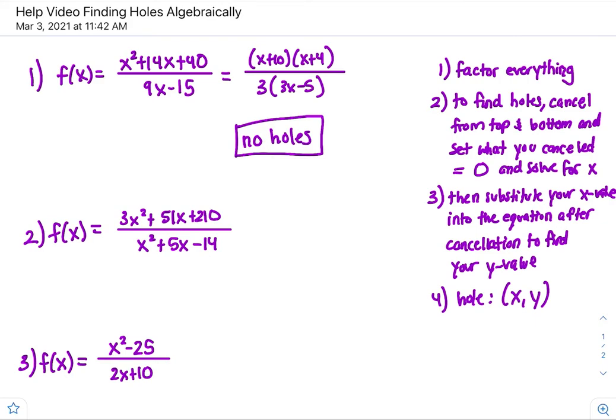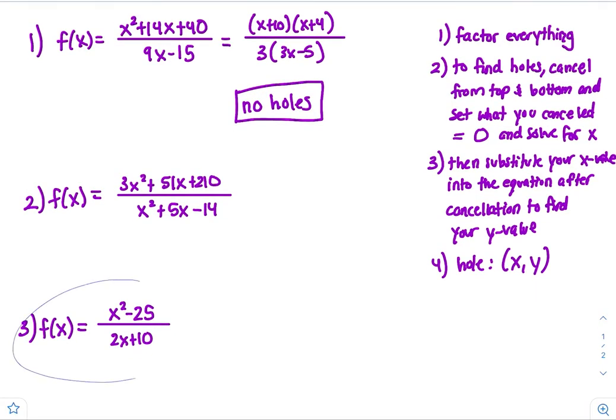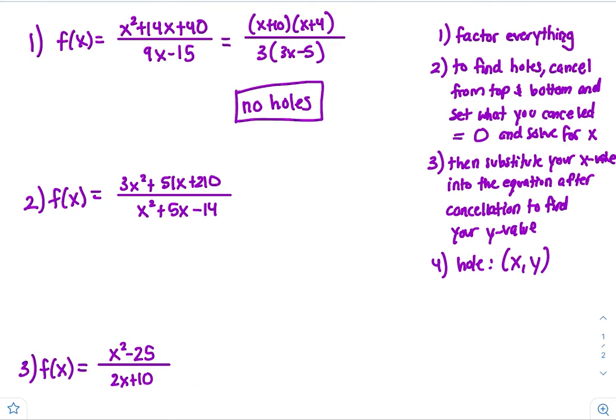Alright, so let's look at number 2. Now, we have to factor everything. So notice you can factor out a 3 from all of these terms. So 3x squared plus 51 divided by 3 is 17x, 210 divided by 3 is 70, all over. Now for this trinomial, you do your x method, and you would notice it would be x plus 7 times x minus 2.